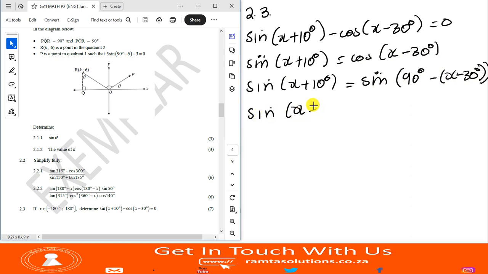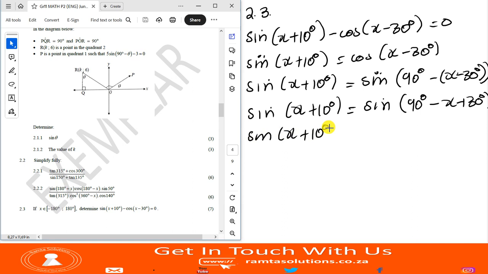Sine x plus 10 degrees equals sine, I believe it will be 90 minus x plus 30, right? 90 minus x plus 30, isn't it? So this, sorry guys, I know some steps are unnecessary, but everybody has to understand at the end of the day. So this is 90 plus 30 is 120 degrees minus x. As you can see, sine is positive.